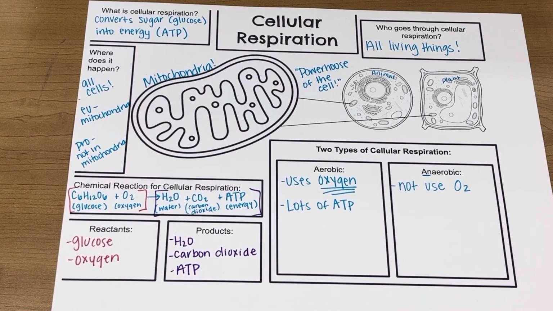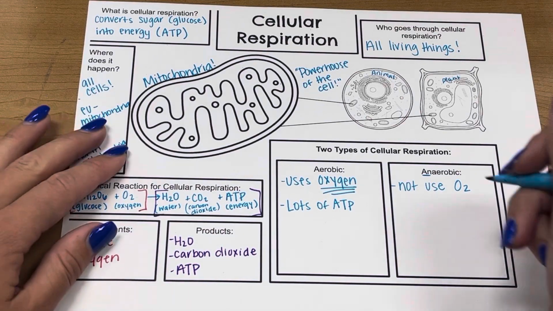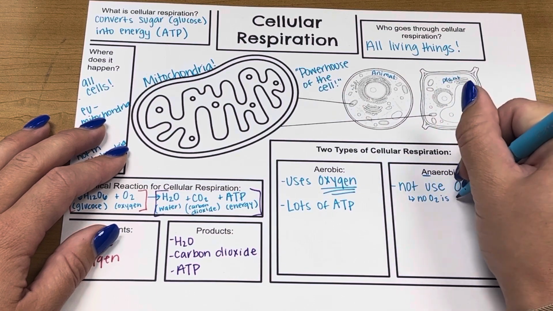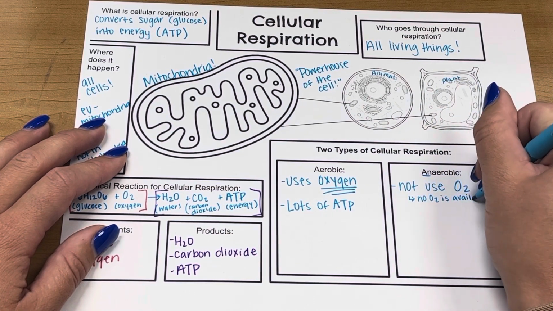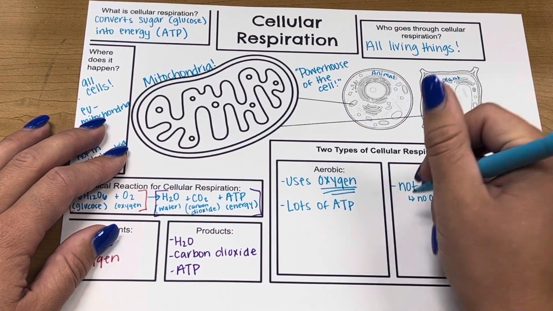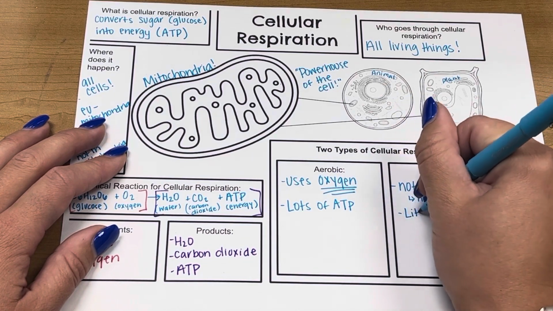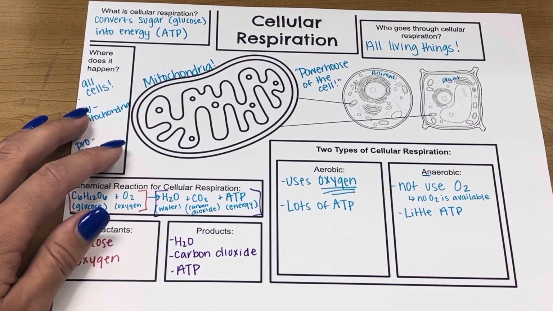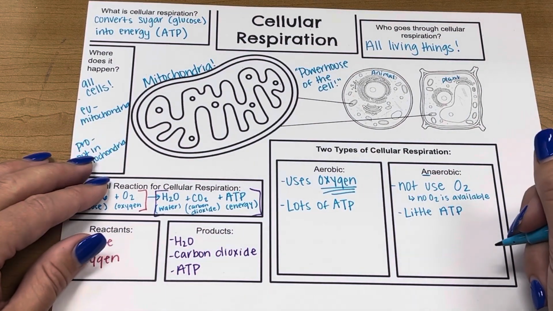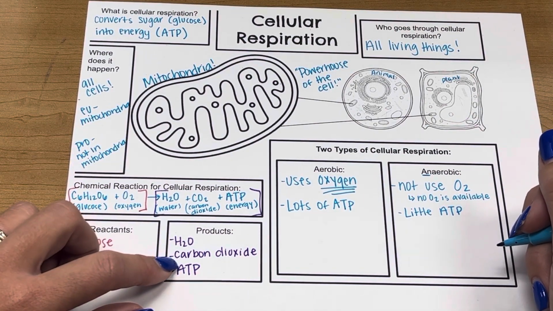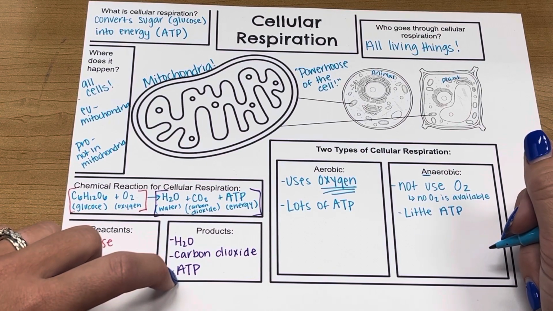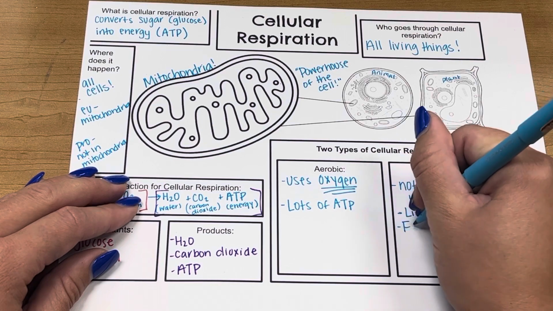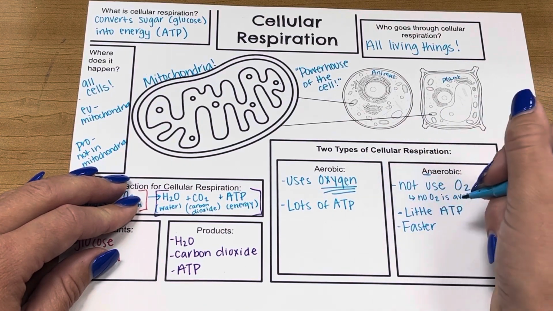use oxygen, okay? This is when no oxygen is available. It also produces very little ATP. Because there's no oxygen, that process has to work a little bit harder. Not as much product is actually being produced. Not as much energy is actually being produced. Now, even though it produces very little, this is a faster process.